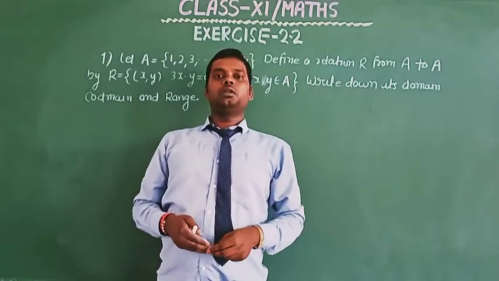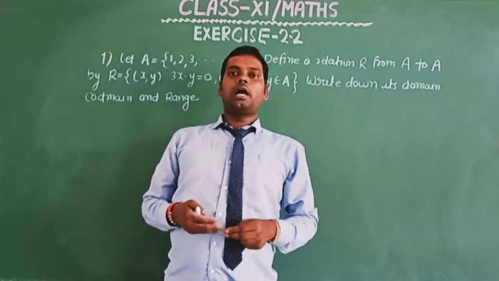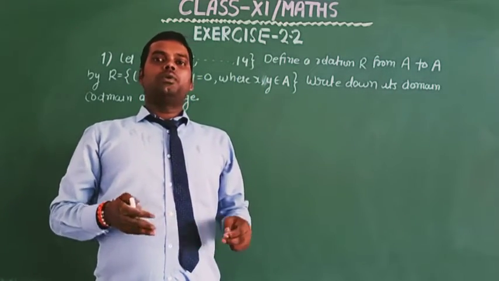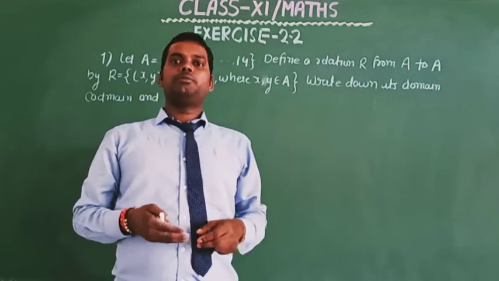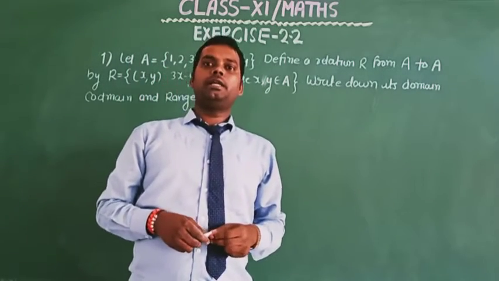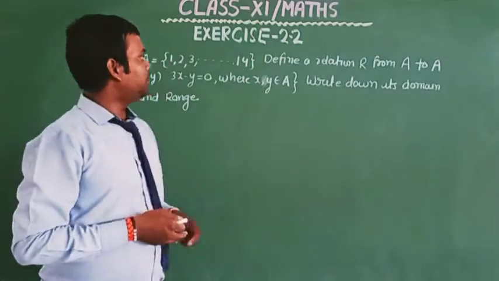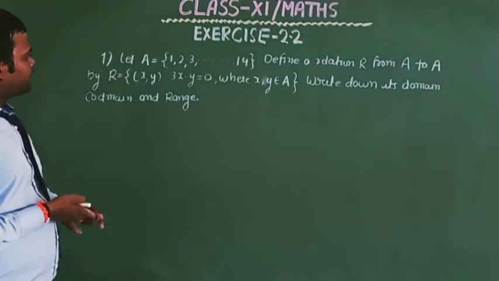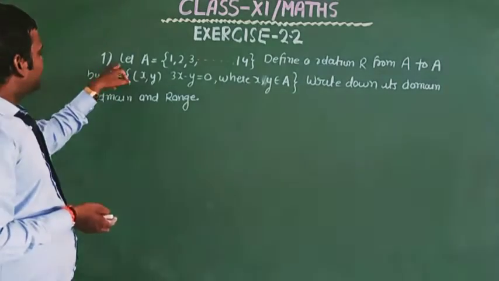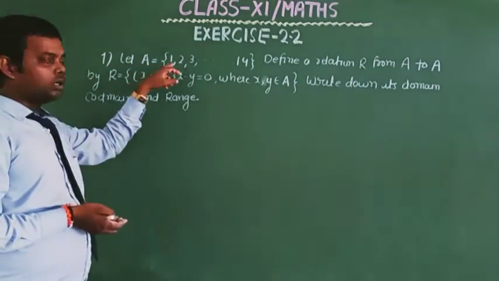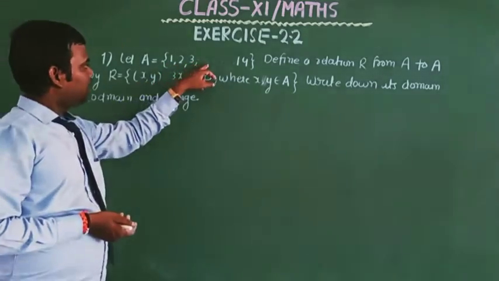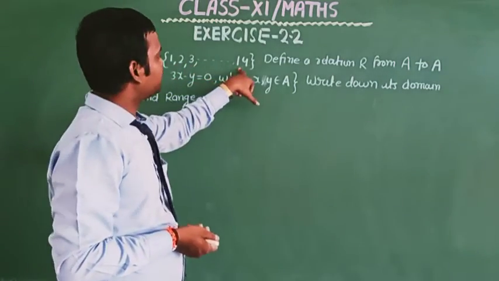Hello everyone. In this video, I am going to solve exercise 2.2 of the second chapter, Relations and Functions, from the NCERT textbook. So here is question number 1. In question number 1, it has been said: let A be a set whose elements are 1, 2, 3 up to 14.